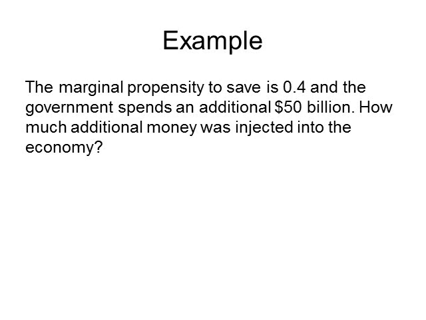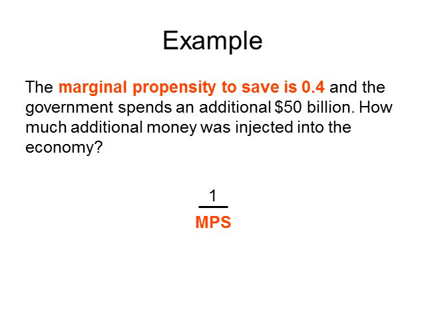Let's look at an example. The marginal propensity to save is 0.4, and the government spends an additional $500 billion. How much additional money was injected into the economy? First off, we need to start out with our formula for calculating the multiplier. In this case, because we have the marginal propensity to save, we will use 1 divided by MPS.